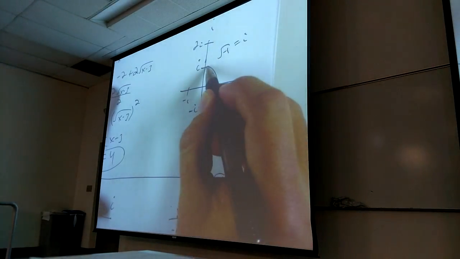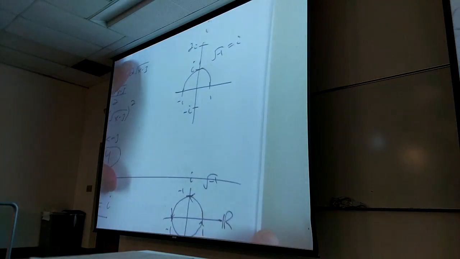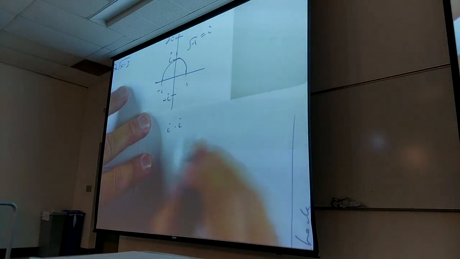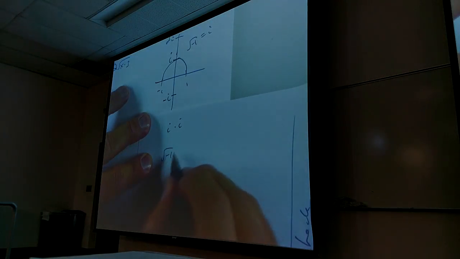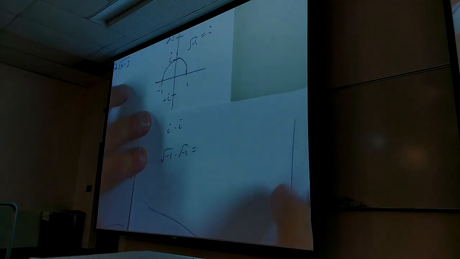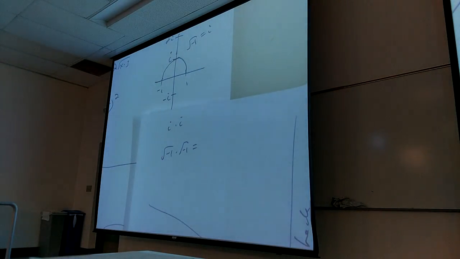If I multiply by another square root of -1, now watch this. This is kind of neat. If I do i times i, if I do square root of -1 times square root of -1, what should I get? What's the square root of 7 times square root of 7? 7. Square root of 11 times square root of 11? 11. Square root of -1 times square root of -1? -1. Bam.